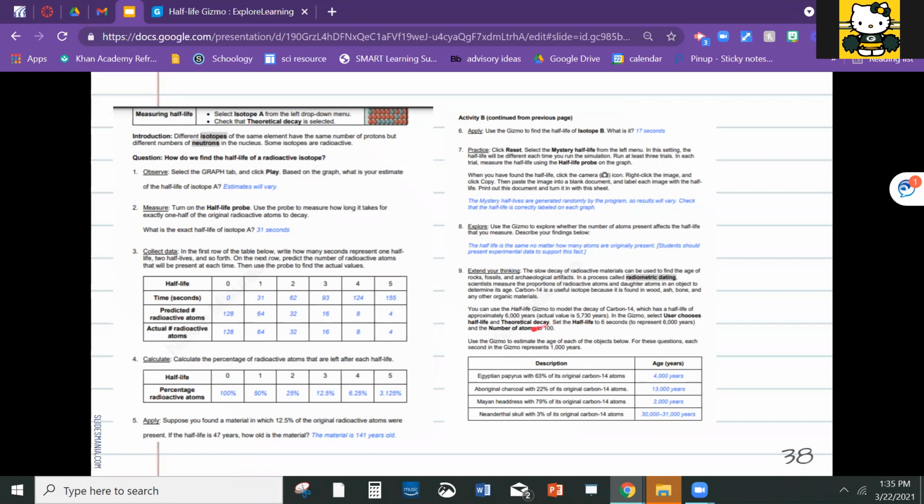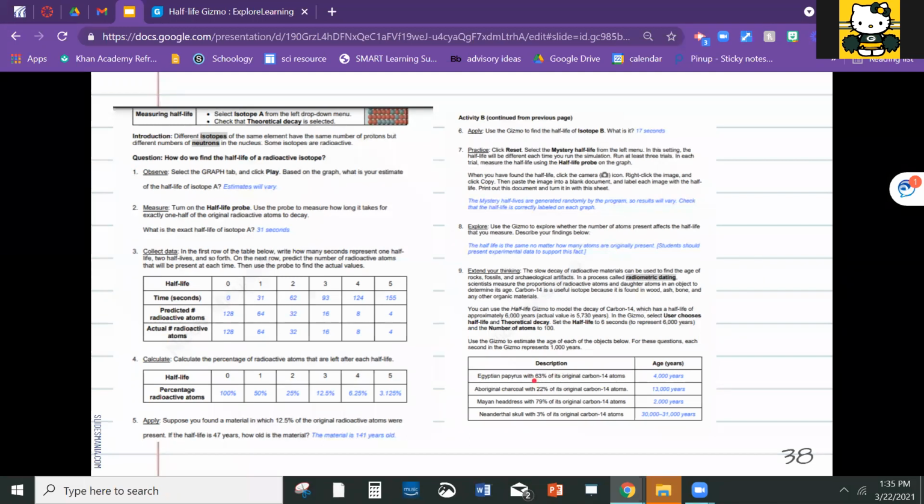Here it says you could use the model to decay it. The half-life is about 6,000 years. And then you were supposed to estimate the age of these different materials. So here we found this paper or papyrus has about 63% of its original. So it's about 4,000 years old.